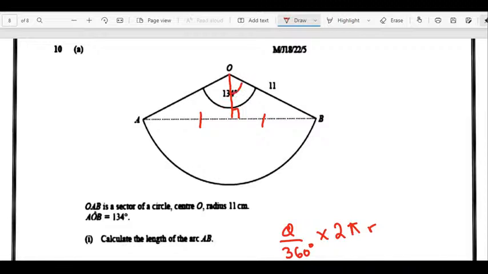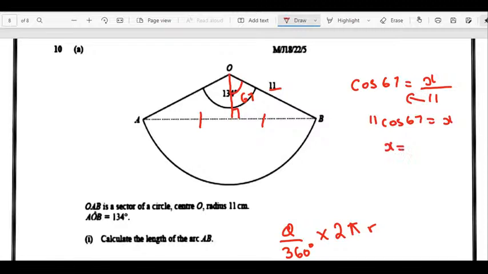So now we know that this angle is 67, this side is 11, and we need to find the red height. So can we use cos for this? Cos 67 is base over hypotenuse. Base is basically going to be the red line. So I am going to write x for that, divided by 11, that is the hypotenuse. So I'll do 11 cos 67 and that would give me x. So x is going to be 4.29.